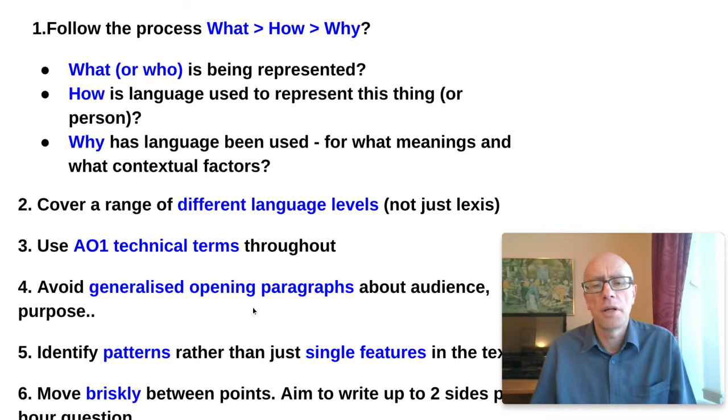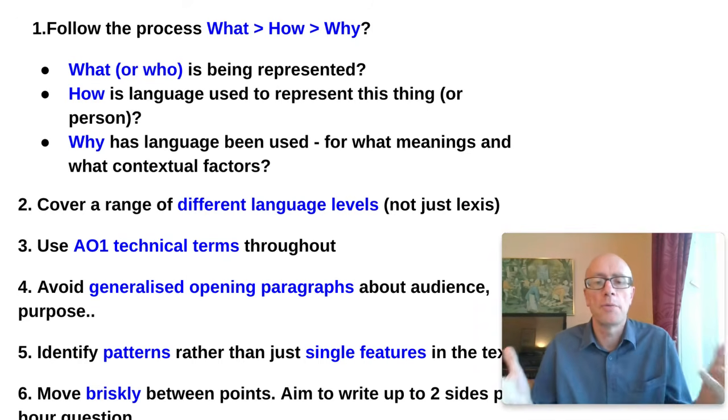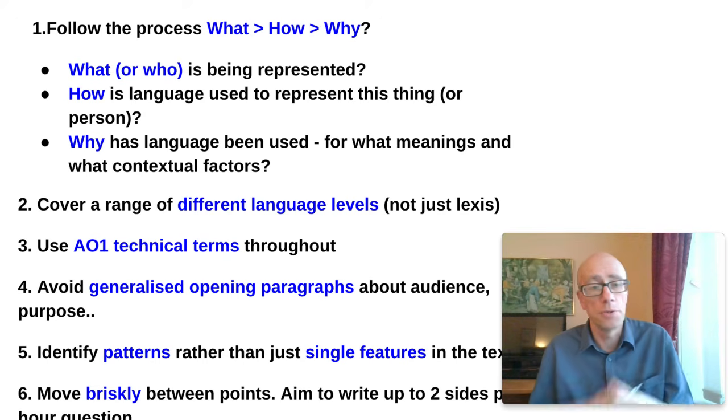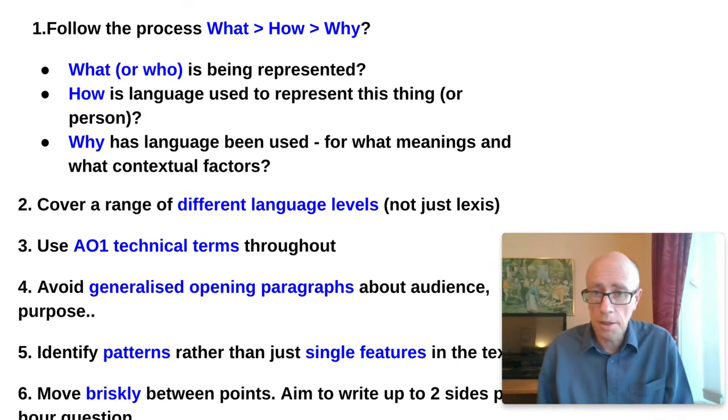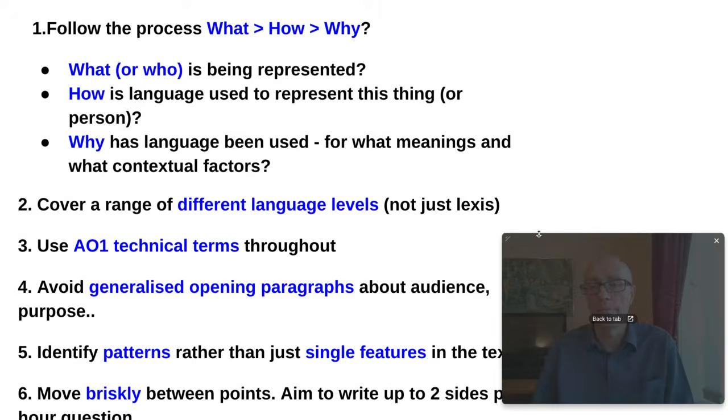What you don't need is generalized opening paragraphs because these are 100-meter dashes that you're doing. They're only half an hour each question that you've got. So you don't want generalized opening paragraphs in which you ponder about the audience and the genre and the purpose. Dive straight into that swimming pool. Don't even take your clothes off. Just dive straight into there. As I said before, it's patterns that you're after. And lastly, you've got to be a quick thinker and a quick writer, i.e. you've got to move briskly between your points. Basically, you don't want to be writing less than two sides per half hour.